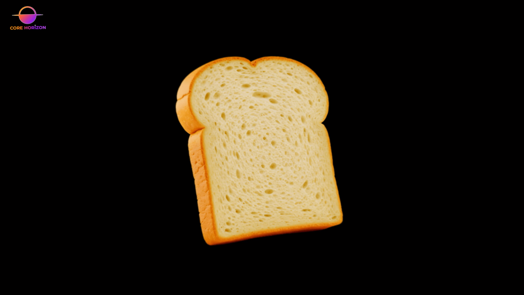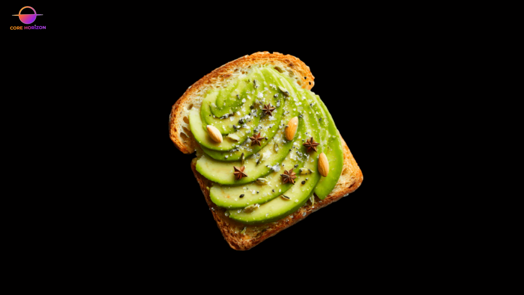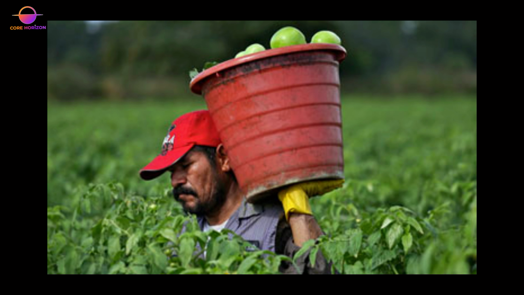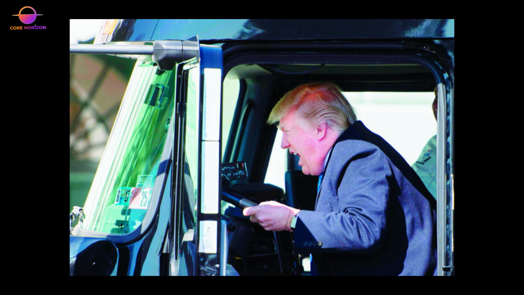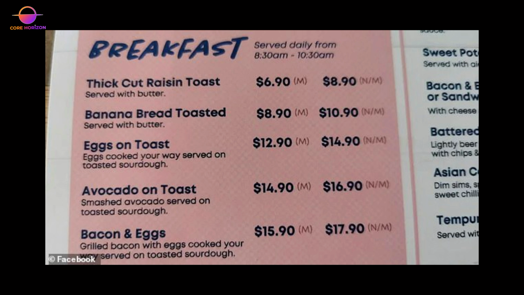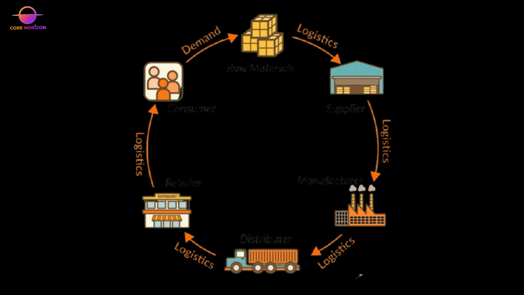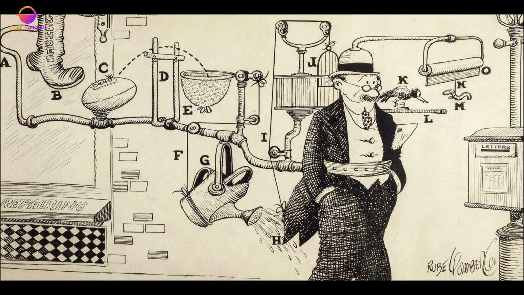Moving on. Let's say you want toast, but not just any toast. Avocado toast. To get that, someone has to grow avocados. Someone else makes the bread. Someone else ships both to the cafe. Someone else puts it together and someone else charges you $14. This is called a supply chain. It's the sequence of steps that turns raw stuff into finished stuff and then moves it around. It's like a Rube Goldberg machine.